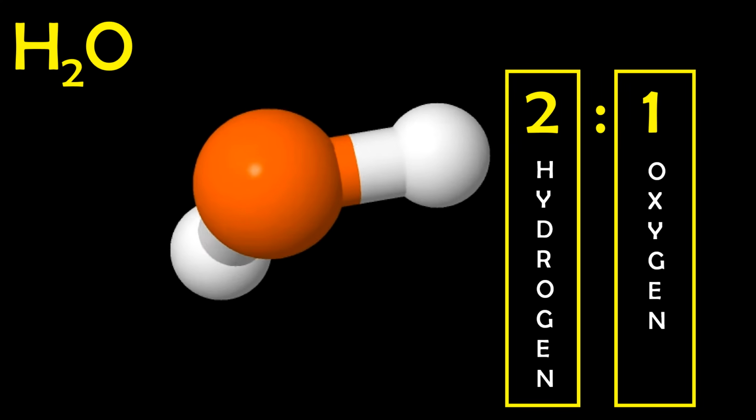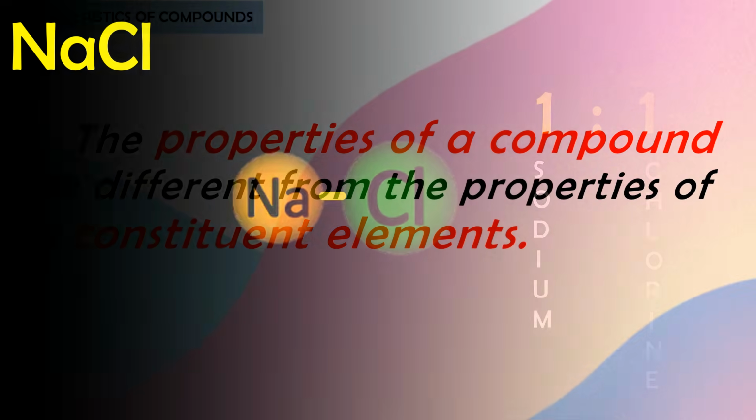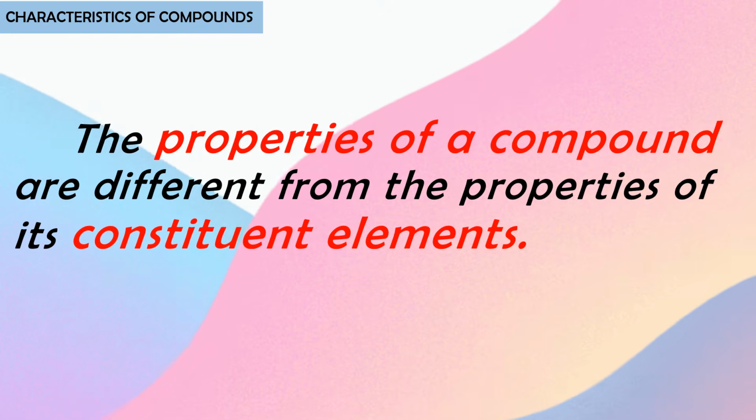In the same way, pure table salt is a compound made from two elements, sodium and chlorine. The ratio of sodium ions to chlorine ions in sodium chloride is always 1:1. The properties of a compound are different from the properties of its constituent elements.